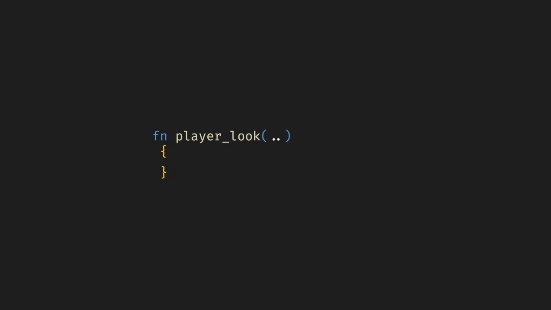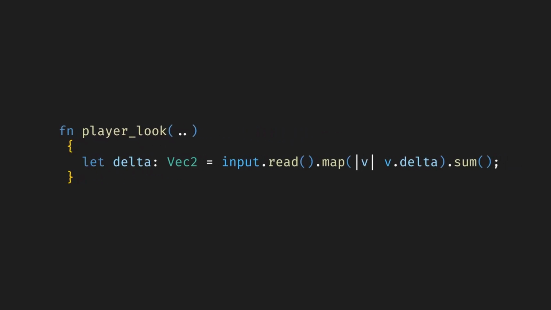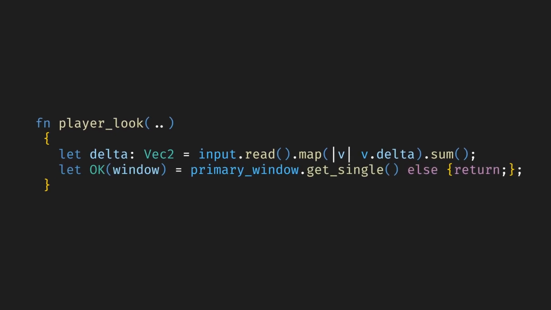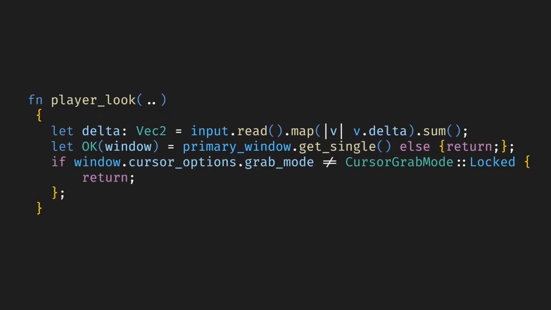We calculate our delta. This is done by iterating through all of the inputs in the mouse motion event and then summing the delta in each of these motions. We then get access to the primary window. I'm doing this by get single because it is possible that the primary window has not yet been initialized the first time the system runs. We then check to see if the cursor is not locked. If the cursor isn't locked, we return early, since this means that the player probably does not want to be rotating the camera around since the mouse is not locked to the center of the screen.